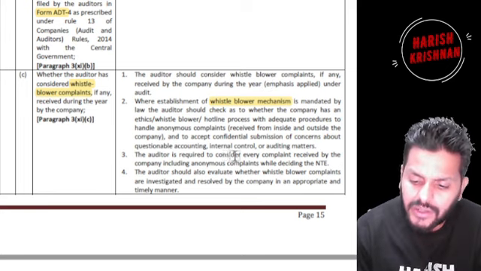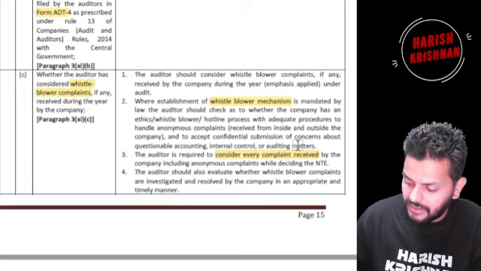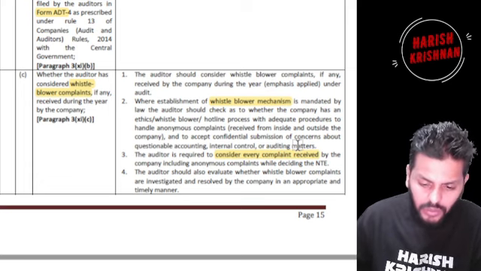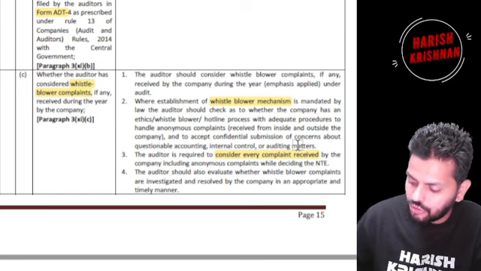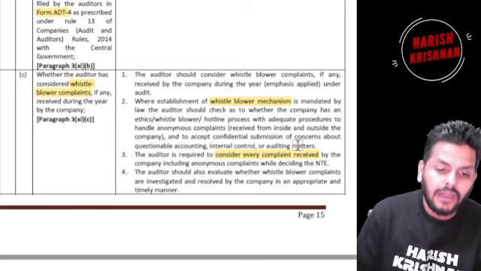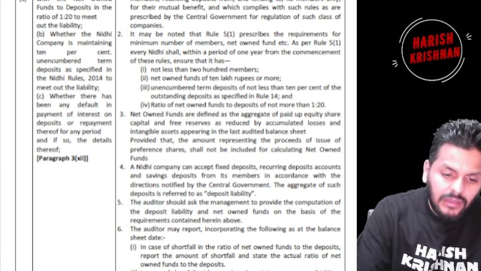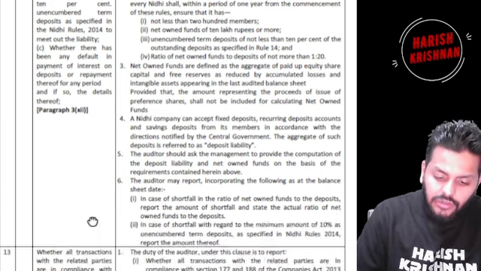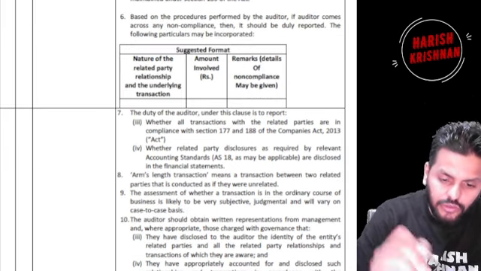The auditor is required to consider every complaint received by the company in clear detail to understand the consequence of the whistleblower complaint. That is essential for the auditor. If you find anything, you have to report it as well. Point number 12 goes by Nidhi Company, no tension. You know that point 13 is on related party transactions under sections 177 and 188, no issues there.